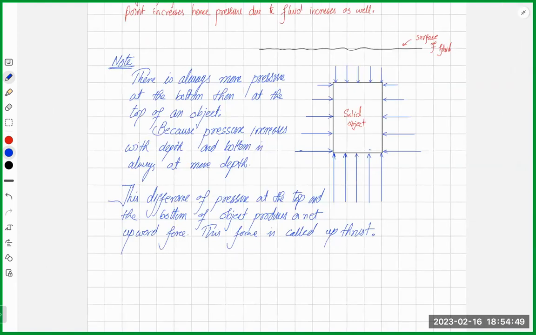Some people think that it is caused because of the density difference. Actually, that is not true. The pressure difference at the top and the bottom produces upthrust. What is the formula for upthrust?